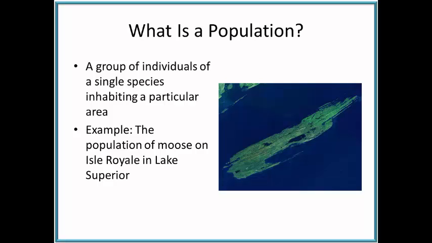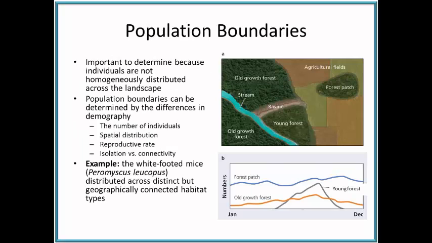Simply put, a population is a group of individuals of a single species inhabiting a particular area. For instance, maybe the moose on this island, or fish of a particular species such as sunfish in a pond. Those would be populations. Populations are often defined by boundaries, that is, by their edges. It's important to determine boundaries because individuals are not homogeneously distributed across the landscape.